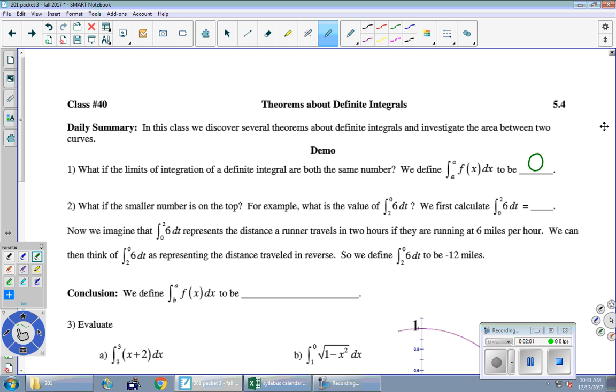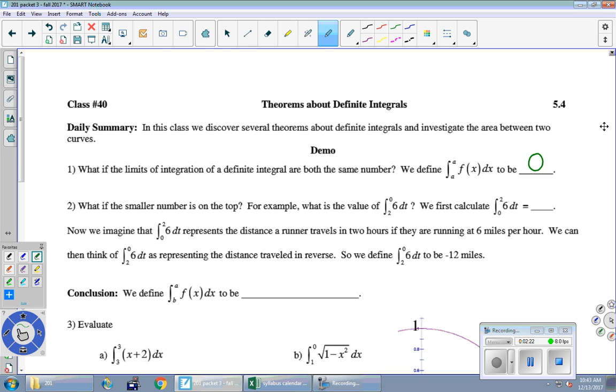Okay, what if the smaller number is on the top? Every integral we've done so far has had the smaller number on the bottom and the bigger number on the top, but it doesn't have to be that way. So for example, what is the value of this integral? It says the integral from 2 to 0, smaller number on top, of 6 dt. Okay, so let's come back to that and first define this one.